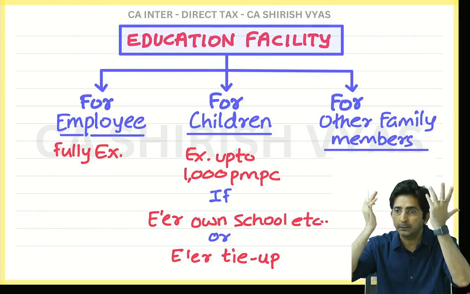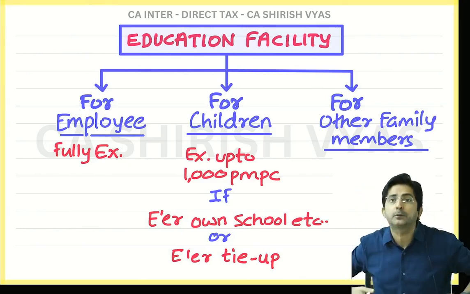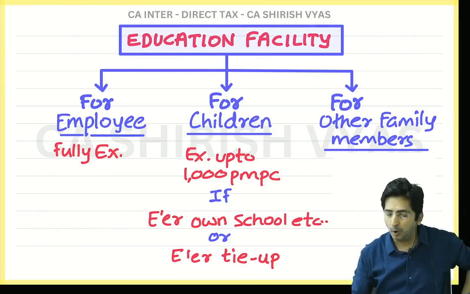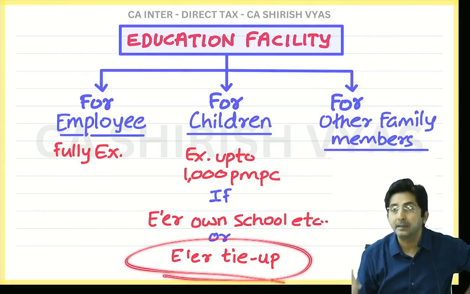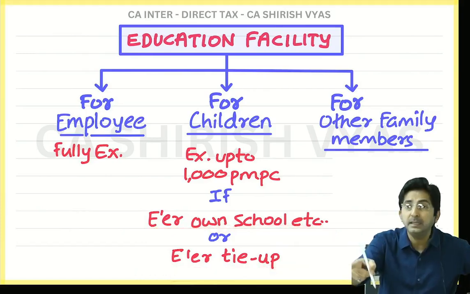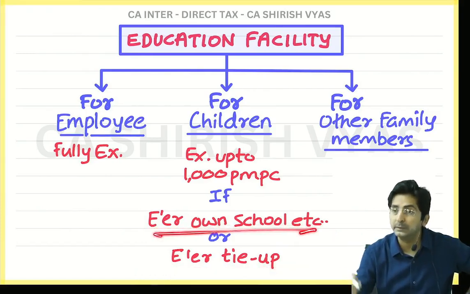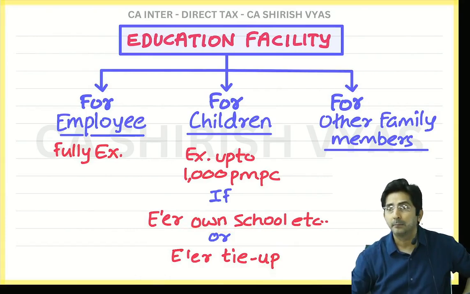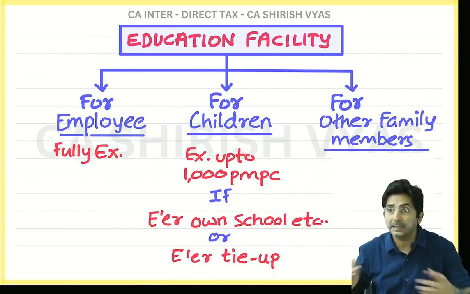It means the company is itself owning the institute, or if not owning, then they should have a tie-up. These two things are mandatory, and they will write it in the question. If it is own school, they will write. If it is a tie-up, they will write. But if nothing is given, then it is taxable.